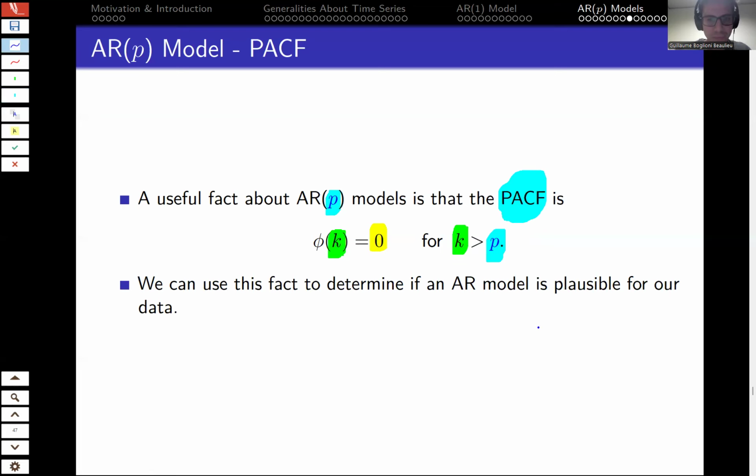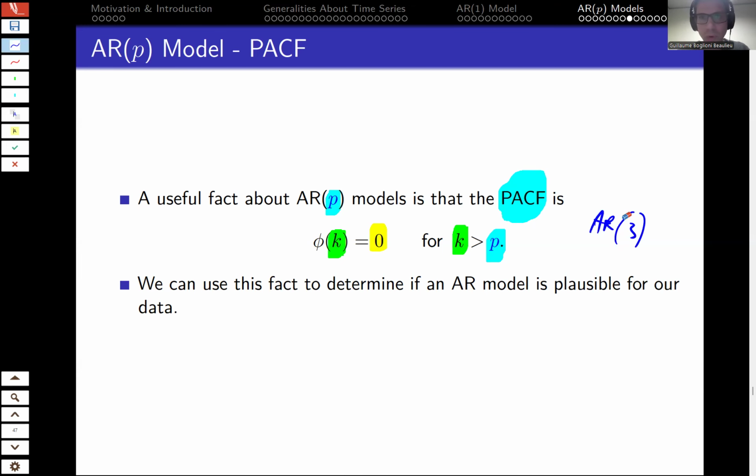If you have an AR(3), the partial autocorrelation at lag 1 won't be 0, at lag 2 won't be 0, at lag 3 won't be 0, at lag 4, boom, exactly 0. Why that is, I think we can see if we remember the definition of the partial autocorrelation.